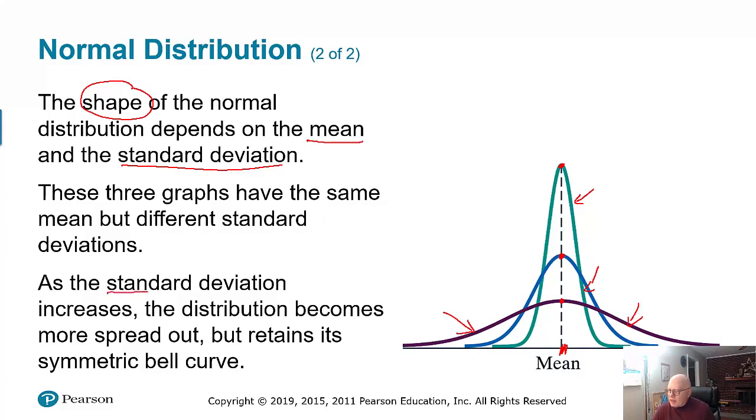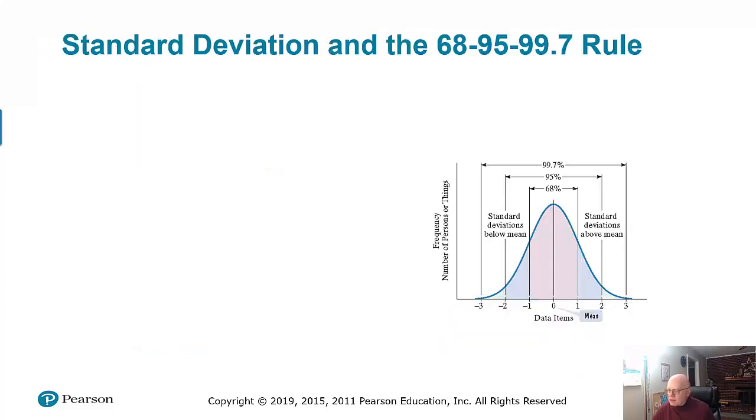When standard deviation increases, your curve gets more spread out. Now we get to the 68, 95, 99.7 rule. What that means is, here's your curve. It's green in this case, or blue, whatever. Here's the mean right in the middle.